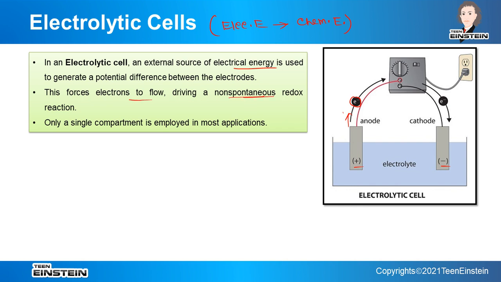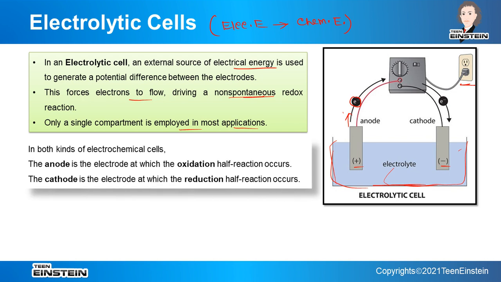This forces the electrons to flow so that they can undergo a non-spontaneous redox reaction. Only a single compartment is employed in most applications. In the previous case we saw two different compartments, right? But now most of the time there is a single compartment. You can see there is no separation line here in this electrolytic cell. It is a common compartment. And this is the supply of electrical energy.